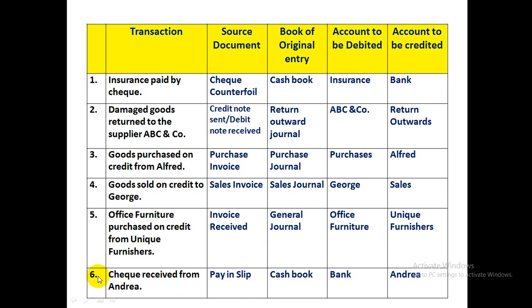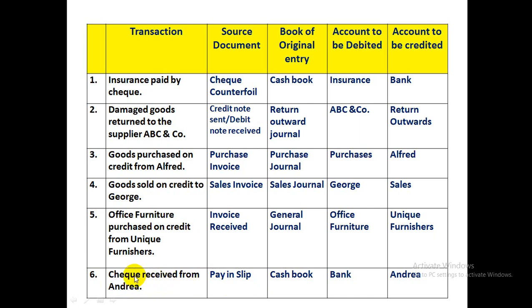Transaction 6. Check received from Andrea. We are receiving the check, we will definitely deposit it in our bank account. Pay-in slip is the document which gives us detail about the deposits of check in our account. Check received and cash received are originally recorded in the cash book.